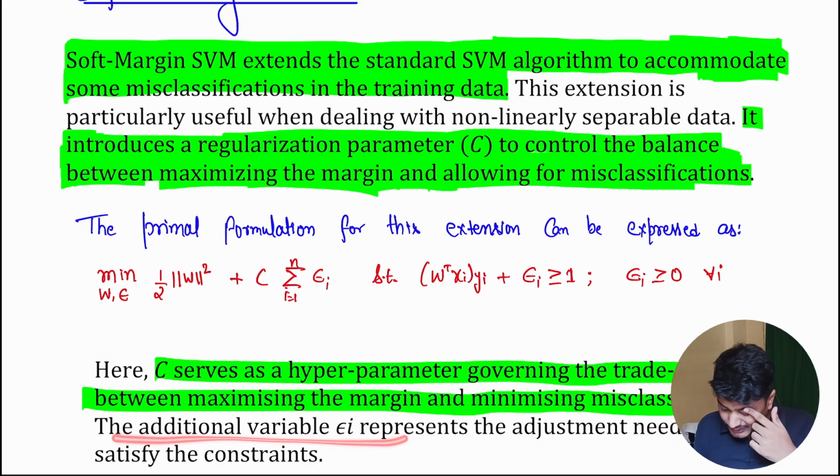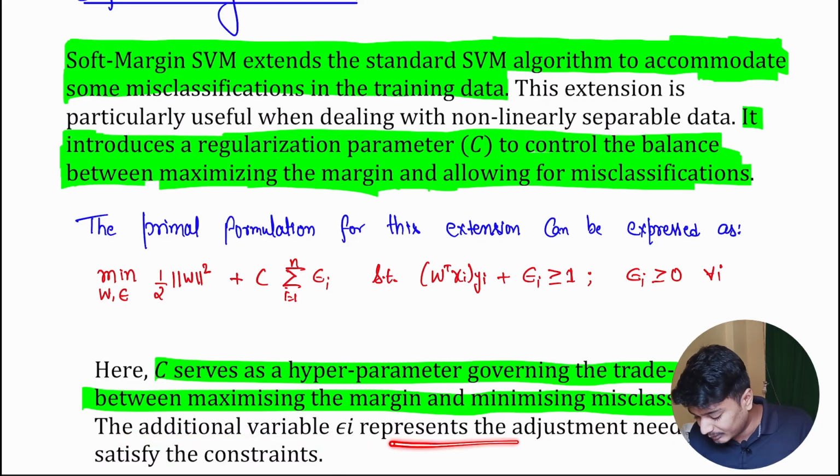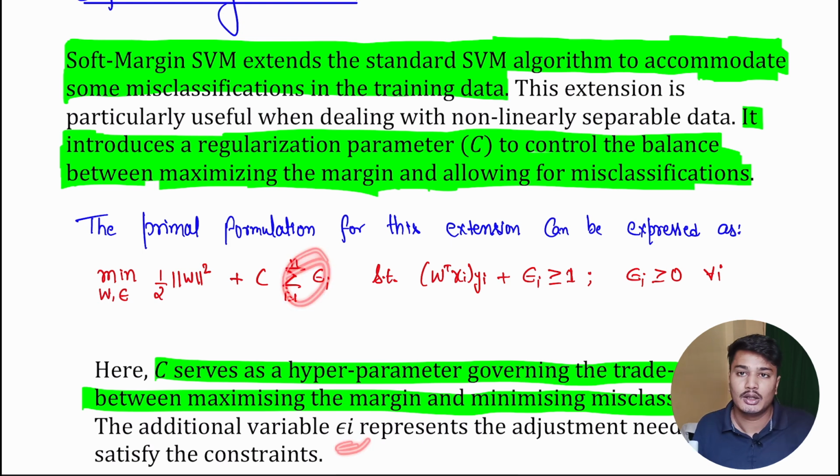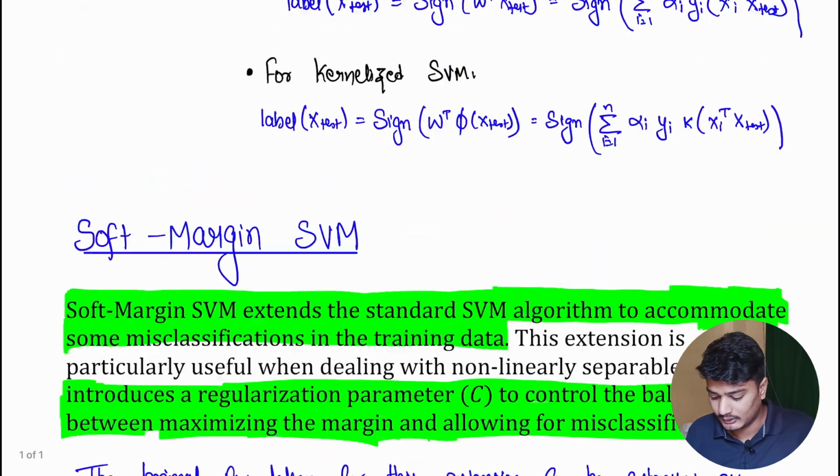The additional variable epsilon I represents the adjustment needed to satisfy the constraint. So this is basically that adjustment, how much adjustment we need. Basically, you have seen those regularization methods, right? Where we use the regularization parameter to regularize the misclassification, or push it toward 0. So here also this thing is doing the same thing. And this was pretty much it for the SVM algorithm.